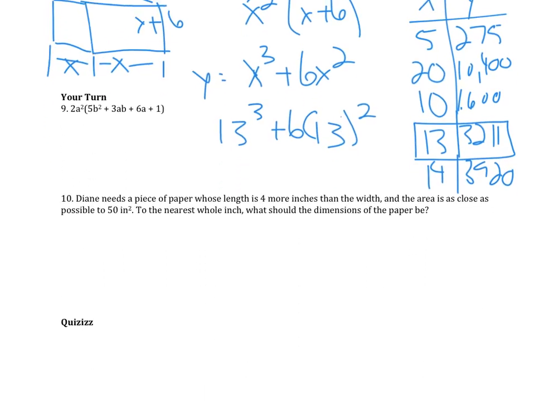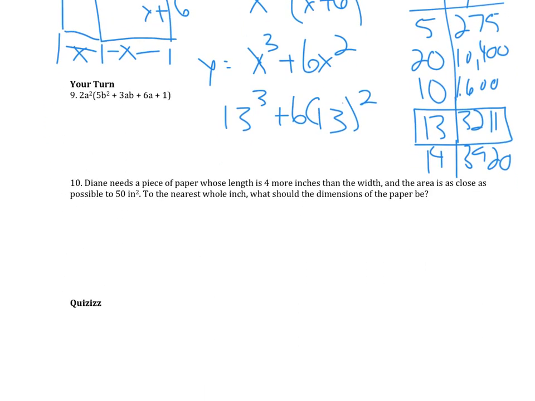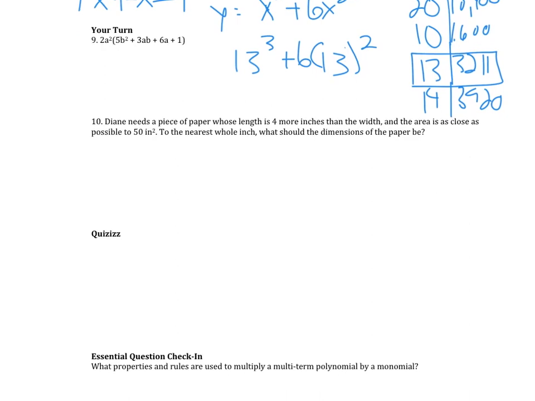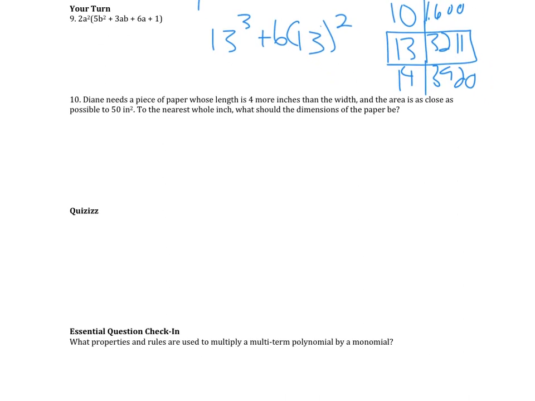All right. You have 9 and 10 to try on your own there. Then you have your quizzes to go with that. And then your essential question: what properties and rules are used to multiply a multi-term polynomial by a monomial?